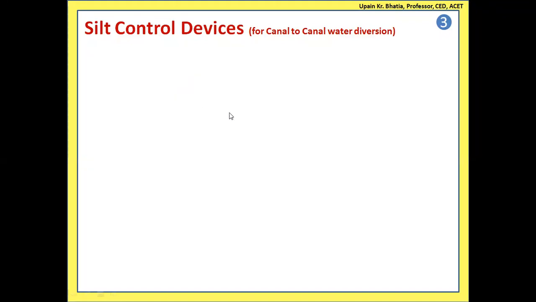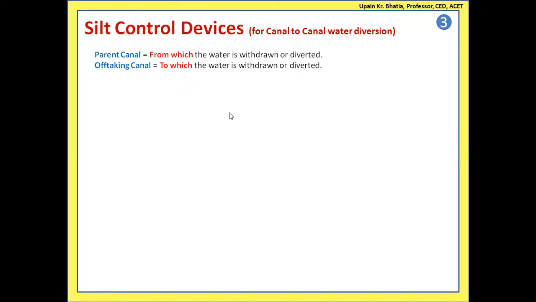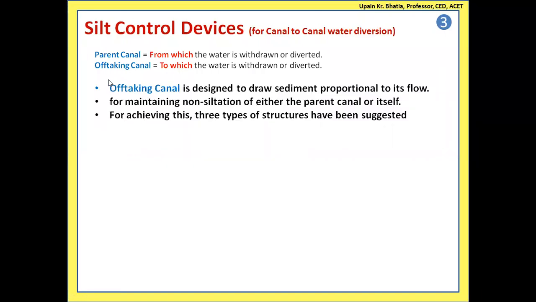So now we'll be discussing the type 3 devices. In the last lecture, we also discussed the parent and off-taking canal. The canal from which the water is diverted is called the parent canal, and the canal to which the water is fed or diverted is called the off-taking canal.